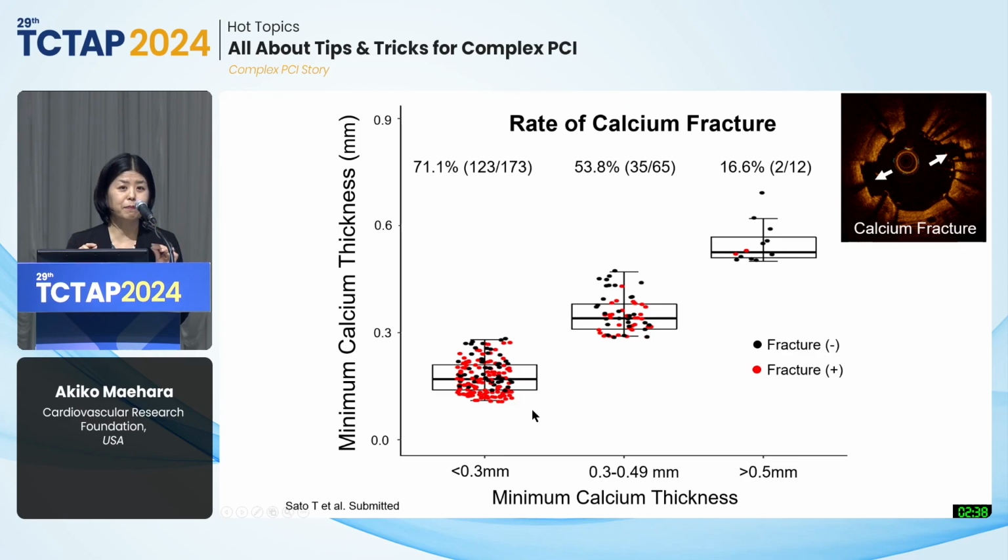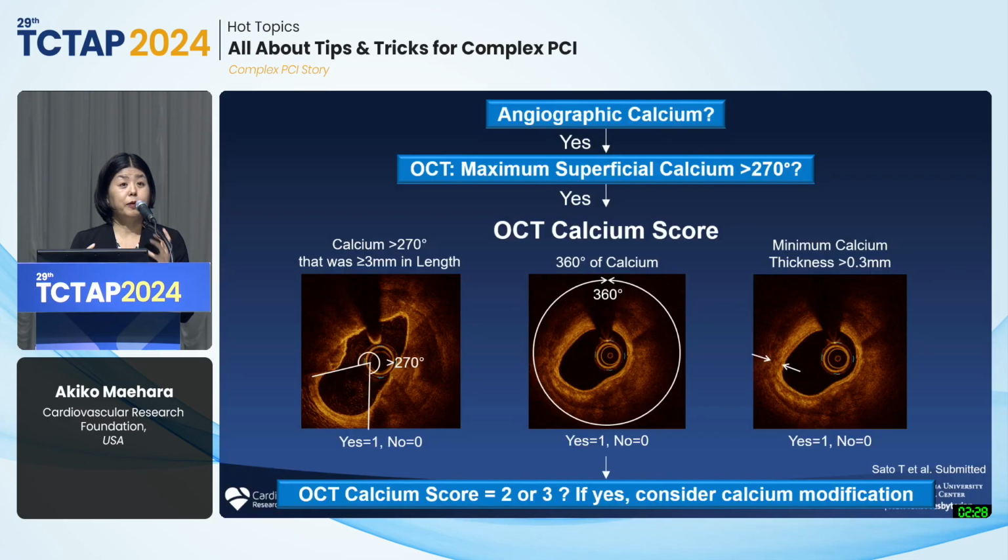So if the minimum thickness of the calcium is thinner, we can make a good fracture even with balloon and stent only. But if that is thicker, we cannot. So those are very important. And because of this, we revised the calcium score. And the outcome is really that the minimum calcium thickness is very important.